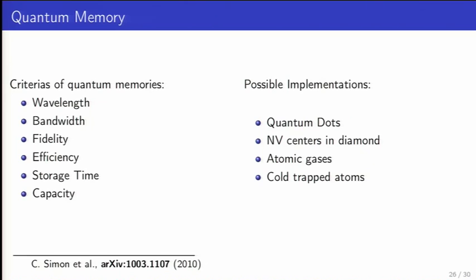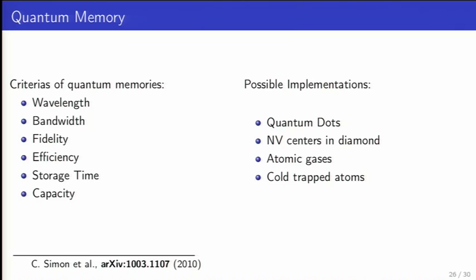Okay, the quantum memory element. There have been some criteria defined for memory elements. As I said before, the wavelength is very important. The bandwidth is important, which means the frequency interval in which photons would still be stored in the quantum memory. The fidelity describes the quality of the photon.